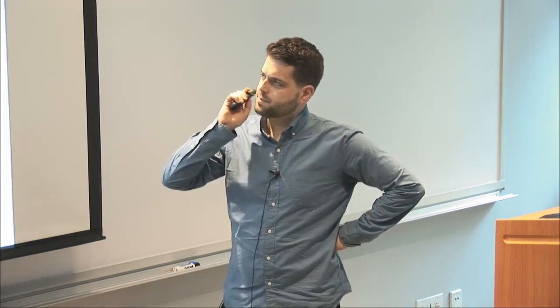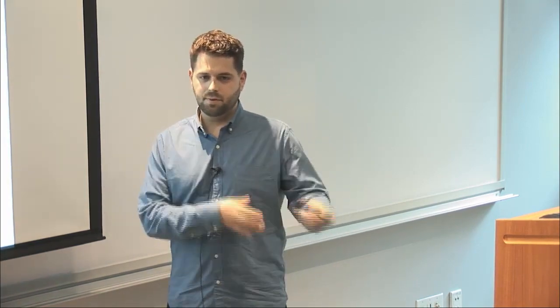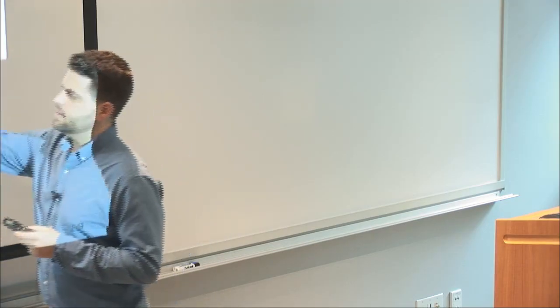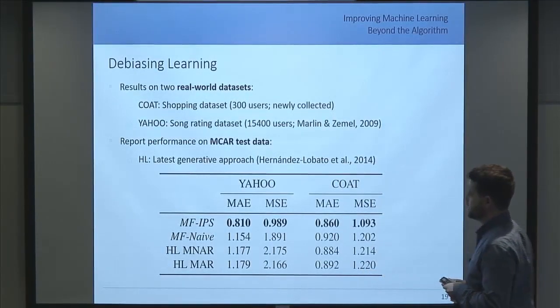And both data sets were special in that they contained a missing completely at random test data set, where people were actually more or less forced to rate a randomly subsampled set of items, different from the ones that they were browsing earlier and rating themselves. And so what we did is we trained on the missing not at random training data and then evaluated on the missing completely at random test data. And we compare against the latest generative approach that we could find from 2014.